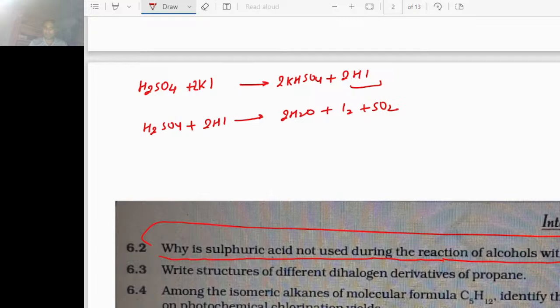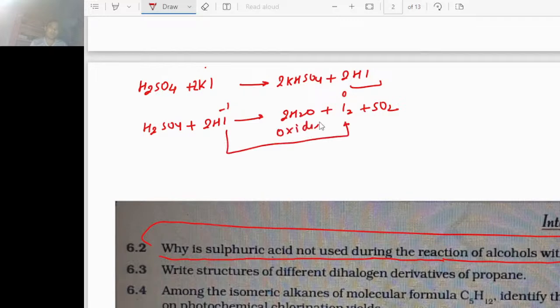That is why the sulfuric acid is not used during this reaction. It is acting as an oxidizing agent, student. Here, this is -1, so it goes to 0. So what is happening? It becomes oxidized.